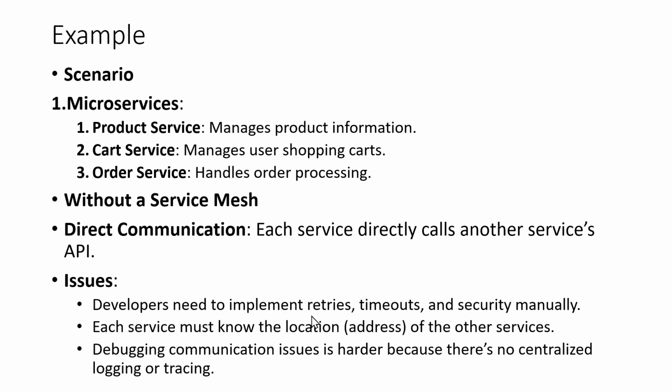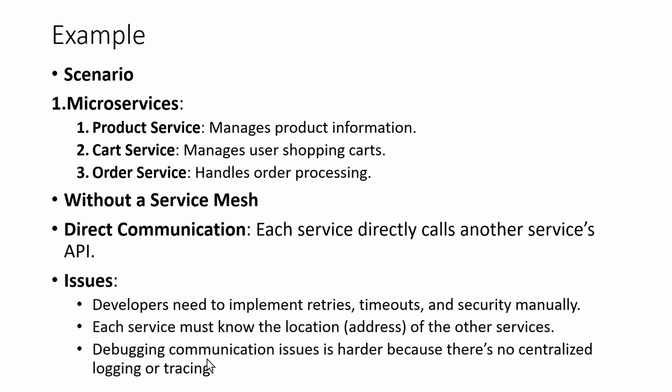Issues, developer needs to implement retries or timeouts and security manually. So we need to implement, right? So I just mentioned in API gateway, we need to embed the resources followed by what method we will be using, everything, right? And each service must know the location, and that is what I just mentioned, the URL. So that should be mentioned. So where it is exactly, I should mention. So if something was wrong, again I need to update that one, of the other services.